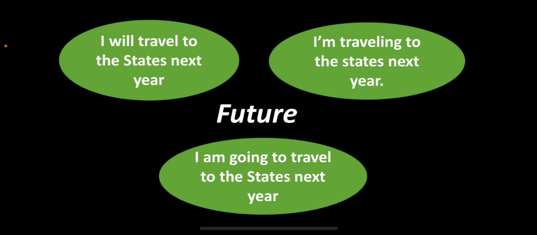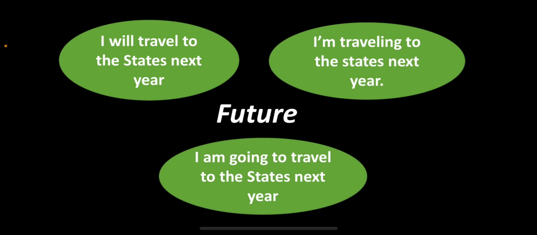I will travel to the States next year. I'm traveling to the States next year. And I'm going to travel to the States next year. The three sentences are very similar, right? Apparently they are talking about the same event, but we can see that they are using different structures.